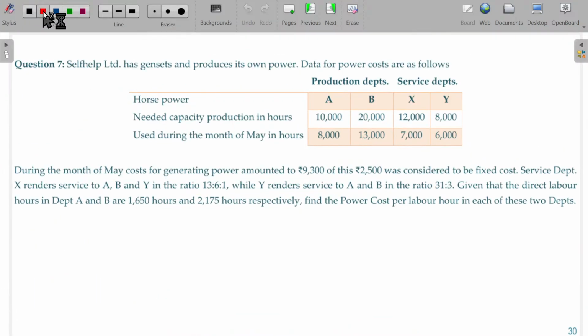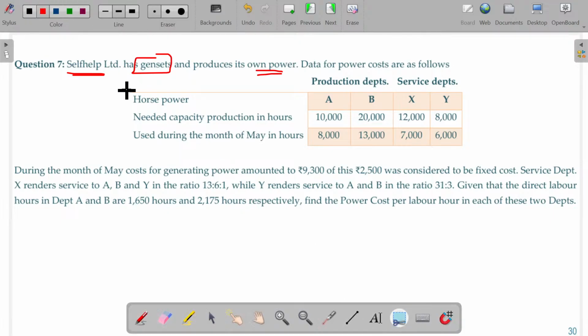Question number 7. Self-Help Limited has gensets and produces its own power. Data for power costs are as follows. 2 production departments and 2 service departments are there. And horsepower, needed capacity and used capacity in terms of hours are given.